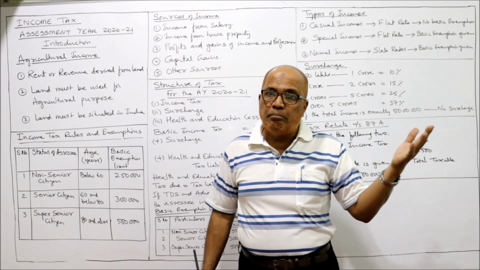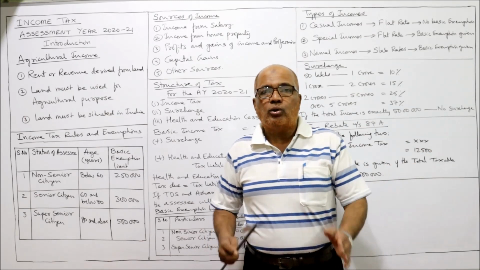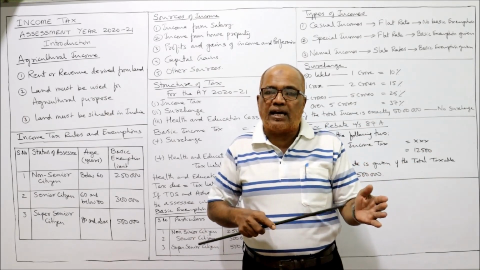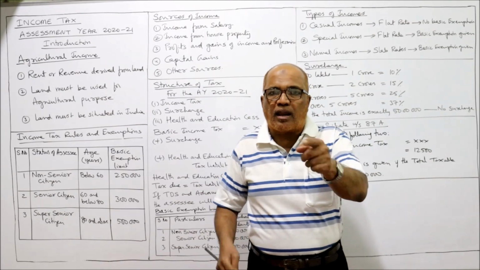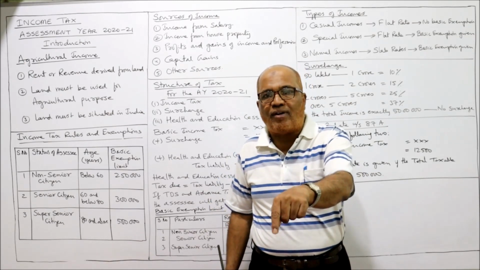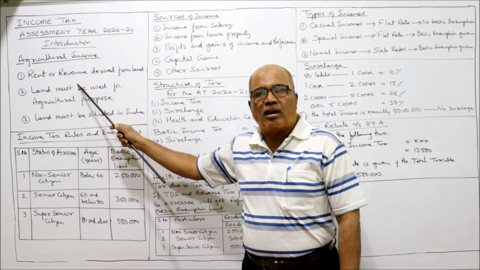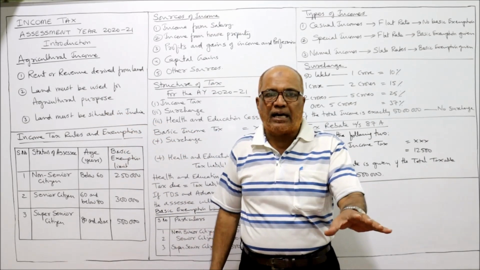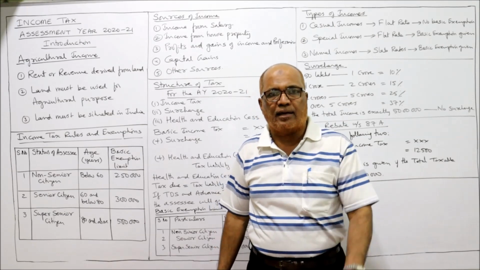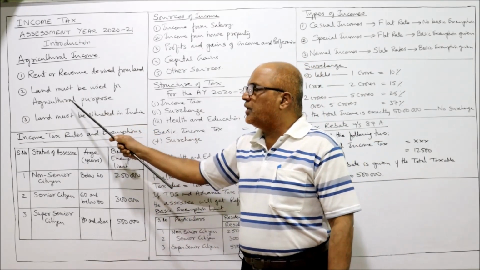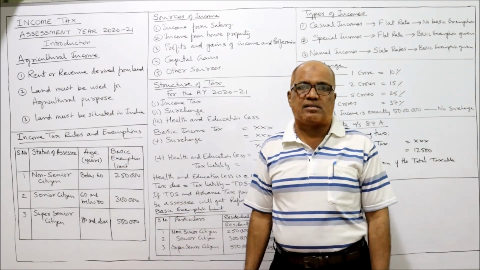Who is the landlord? Mr. X is the landlord. The rent received by Mr. X is agricultural income. Revenue earned by Mr. Y is agricultural income. That means rent or revenue derived from agricultural land, both are agricultural income. Secondly, land must be used for agricultural purpose.